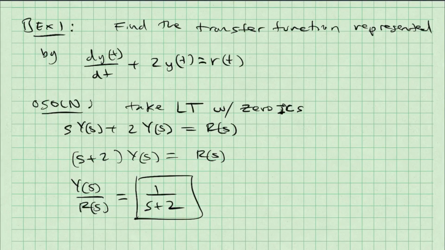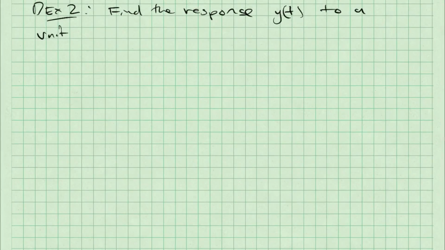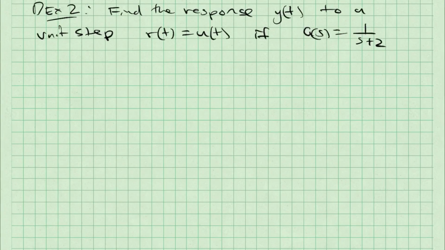In my second example, I want to make use of the transfer function to actually get the time domain response y of t if the input r of t is a unit step, or u of t. We're going to assume that the transfer function G of s is the same as what we found in the last example, 1 over s plus 2. The first thing I'm going to do to solve this is convert r of t, which is u of t, the unit step, into its Laplace domain representation, R of s, which is equal to 1 over s.